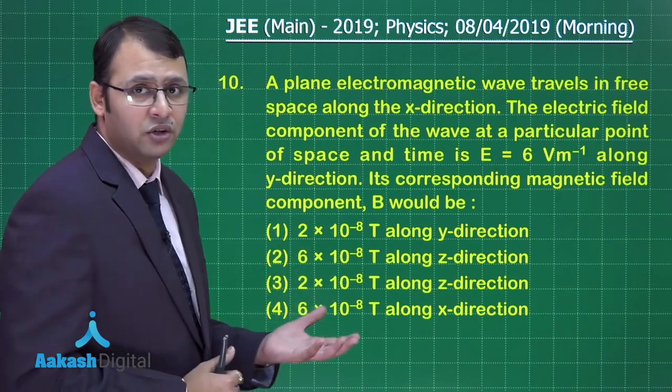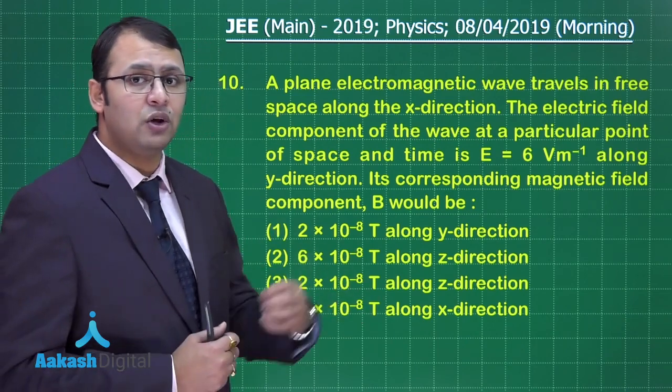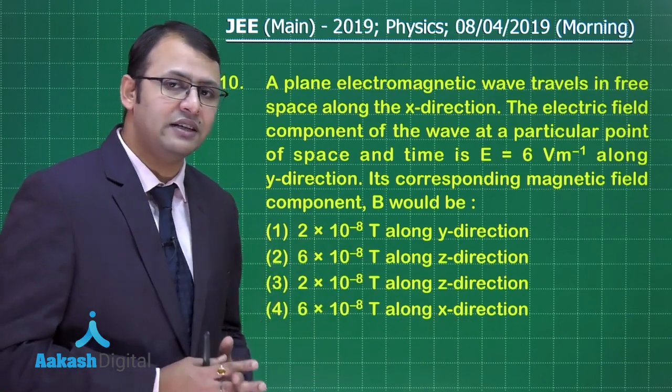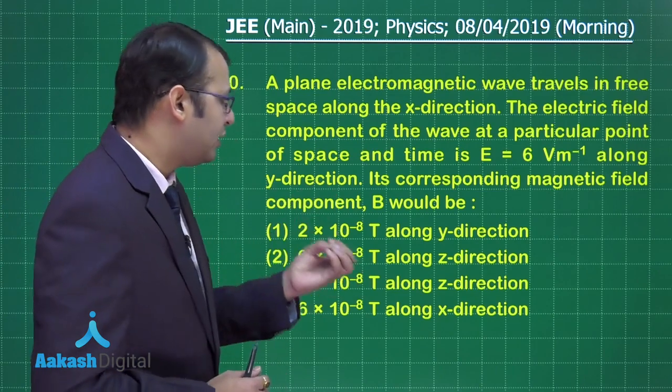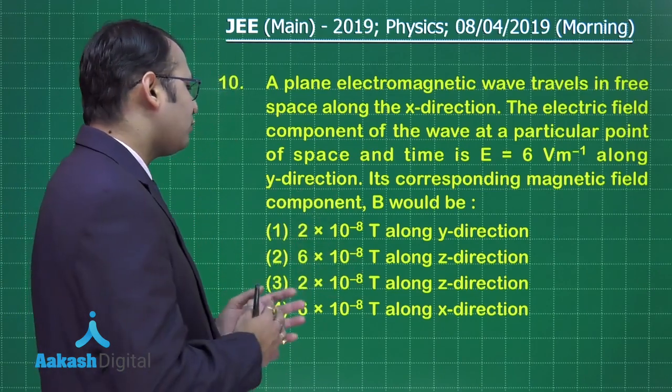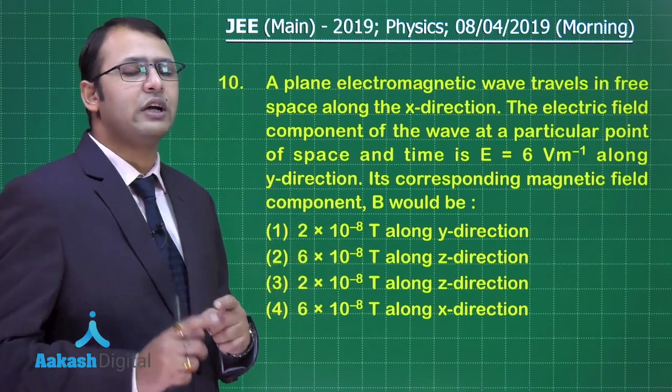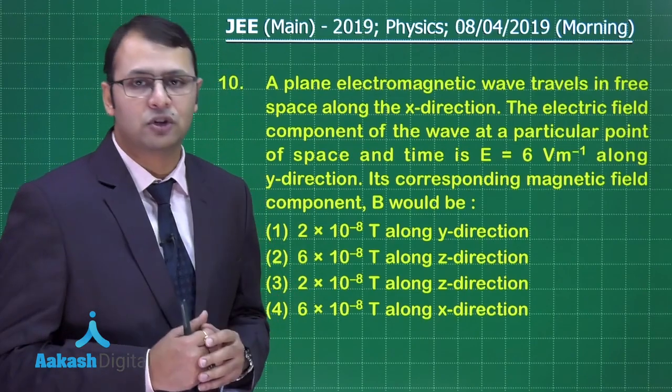along y direction. Now it is important that the wave is moving along the positive x-axis, and electric field is along the positive y-axis. Its corresponding magnetic field component B would be, so we have to find the magnitude of B as well as the direction of B.